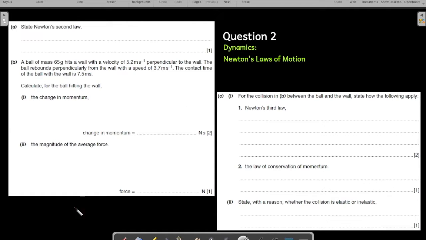Alright, so if you want, you can pause the screen here. Try to attempt the question yourself and play the video to look at the working of it and to look at the mark scheme.